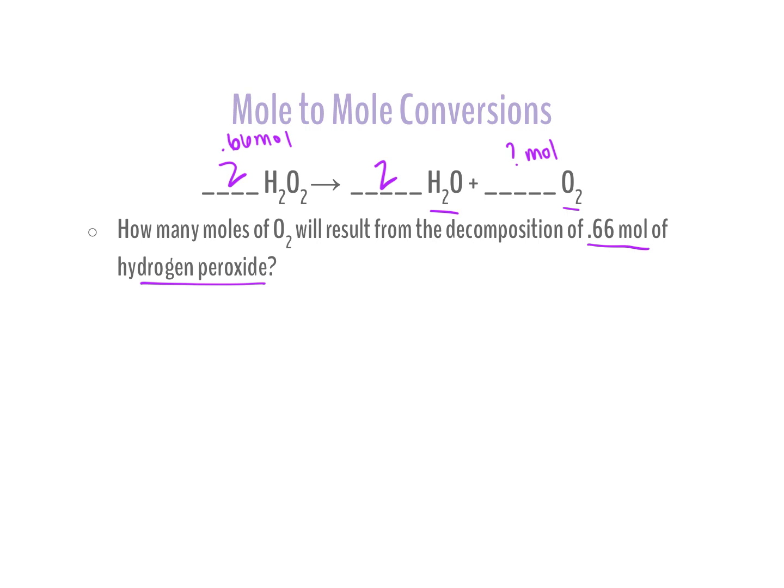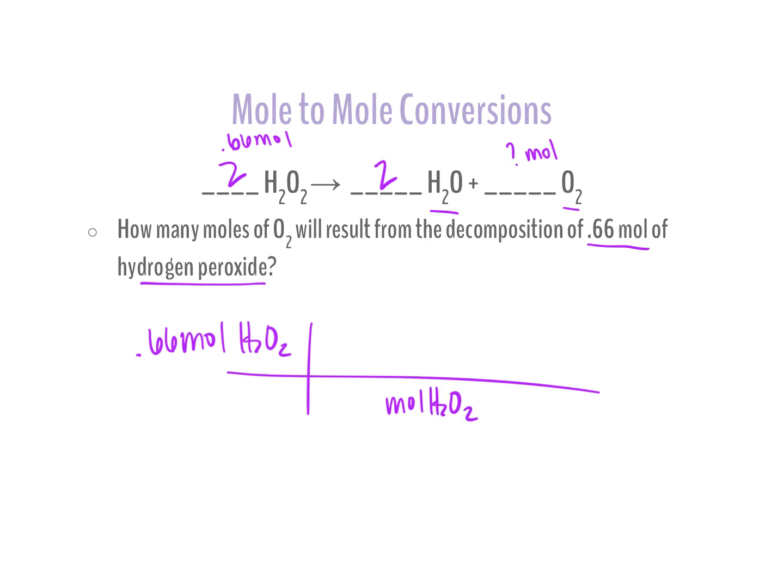Okay, so we want to know how many moles of O2. So I'm going to start my T-chart with what I know: 0.66 moles of H2O2, and I'm going to encourage you to keep the chemical formula in your T-chart. While we go through this, we're going to see a swap, so we need to make sure we're really clear about what we're canceling and what we're not. So now I'm going to bring moles of H2O2 to the bottom. And what am I going to go to? Moles of O2.